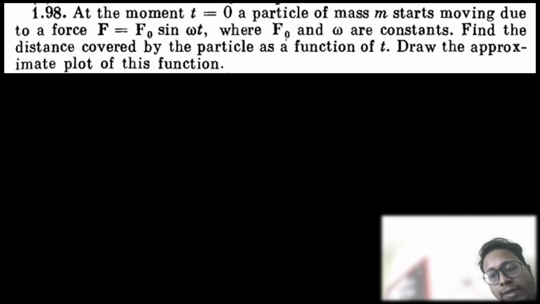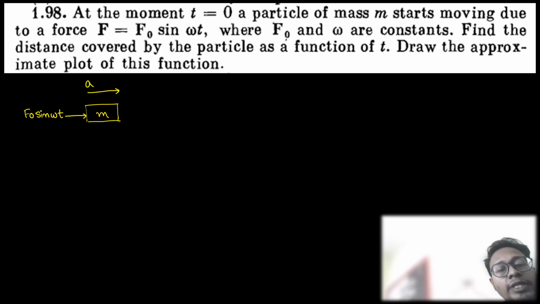Now in this question there is a block of constant mass m, and a force is applied on this block. The force is given by f naught sine omega t. That means this is a variable force, and the block would be accelerating. Can you all tell me what is the acceleration of the block? Acceleration of the block is nothing but force divided by mass, or f naught sine omega t divided by m. Why? Because force is equal to mass into acceleration.